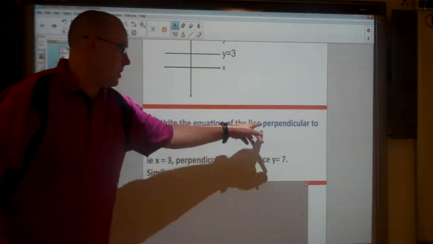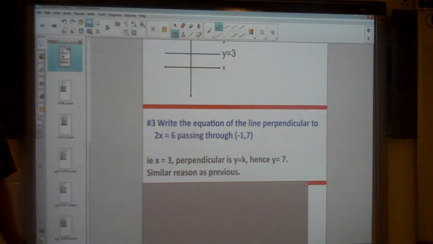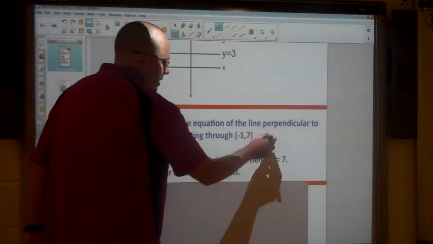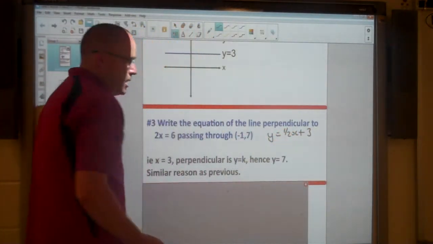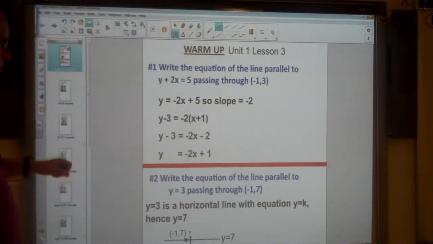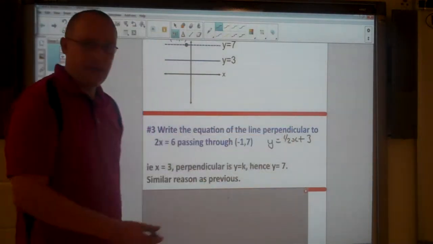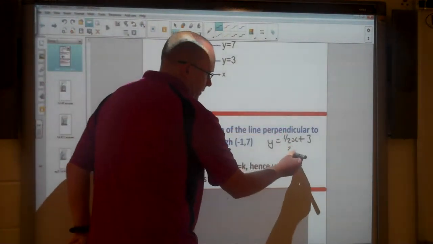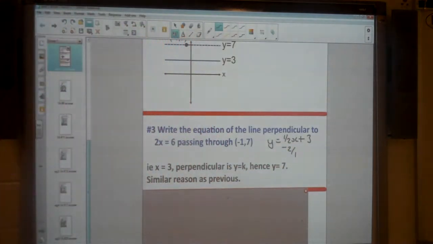Now the other thing that's worth reminding you about perpendicular lines from Algebra 1 is that the slopes are negative reciprocals of each other. So if I had given you the equation something like y equals half x plus 3, then the slope parallel to that would be 1/2. And the slope perpendicular to that, what you do is you take the fraction and flip it, and then you change the sign. So in other words, negative 2.